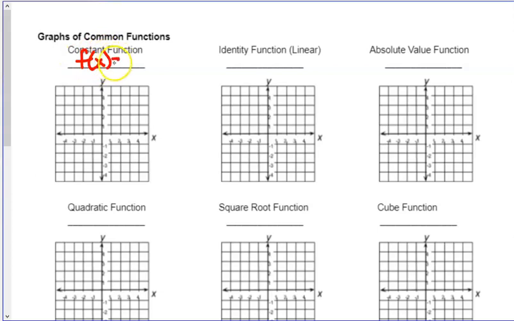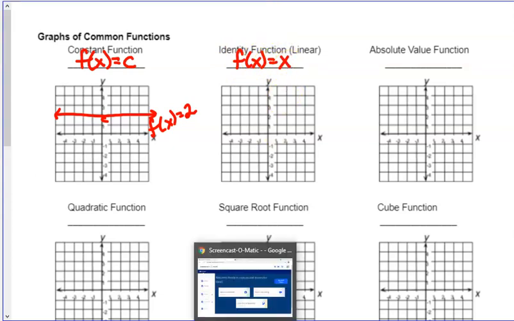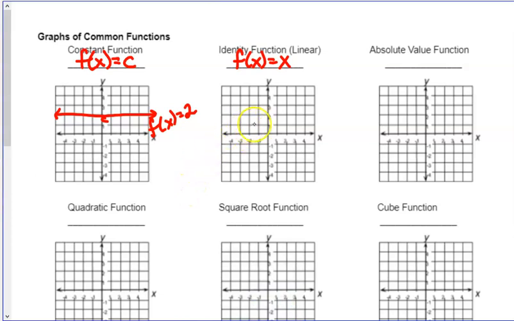So if you recall, if we do f of x equals c, call this c instead of 2. Remember that the constant function was a horizontal line moving left to right at that c value. So in this specific case, when I had it at 2, it would be f of x equals 2. Now, if I look at the identity function, that is f of x equals x, or f of x equals the y value.